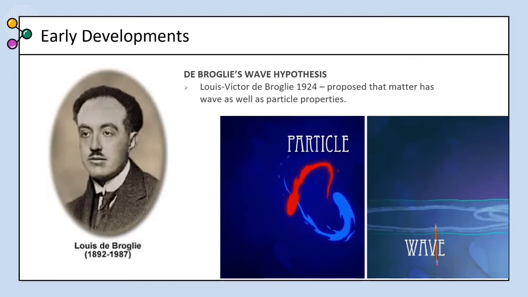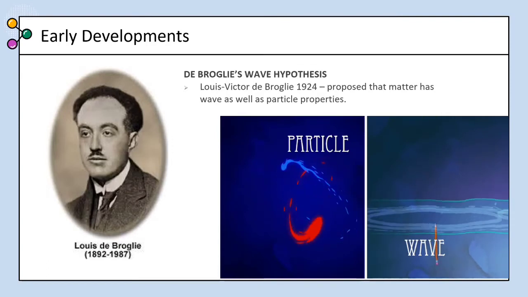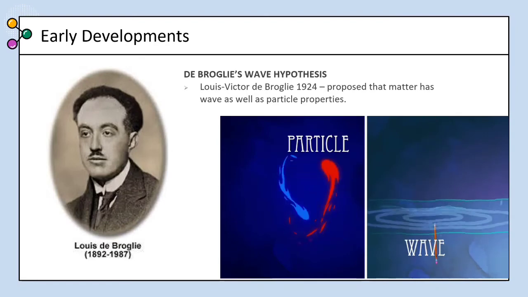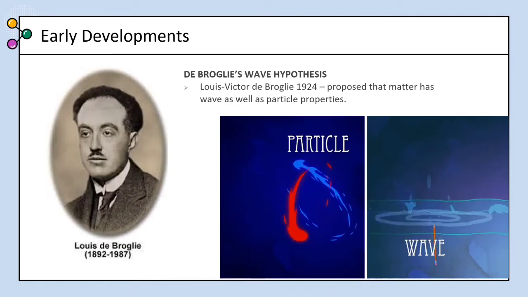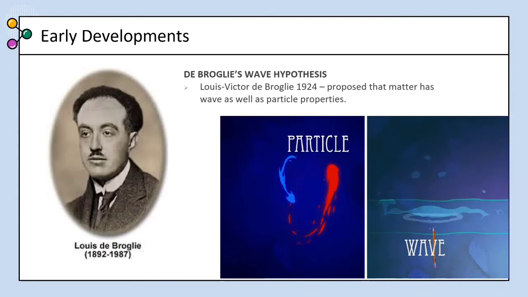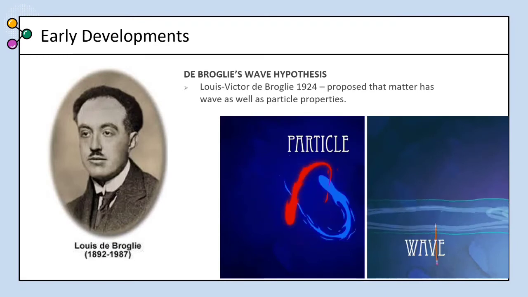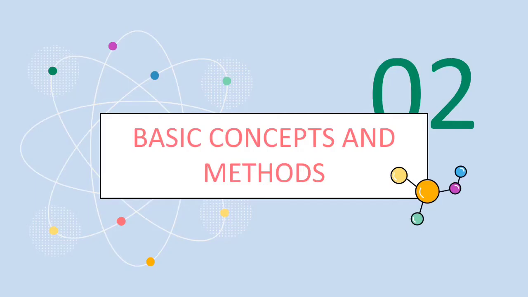Faced with the evidence that electromagnetic radiation has both particle and wave characteristics, Louis de Broglie suggested a great unifying hypothesis in 1924. De Broglie proposed that matter has wave as well as particle properties. He suggested that material particles can behave as waves and that their wavelength is related to the linear momentum of the particle. Basic concepts and methods.